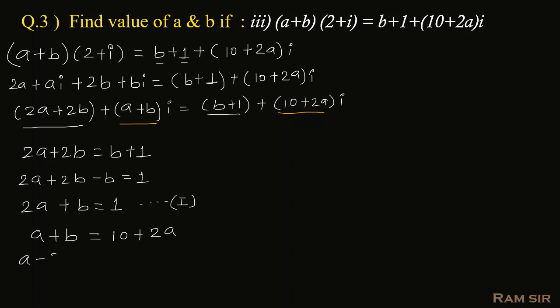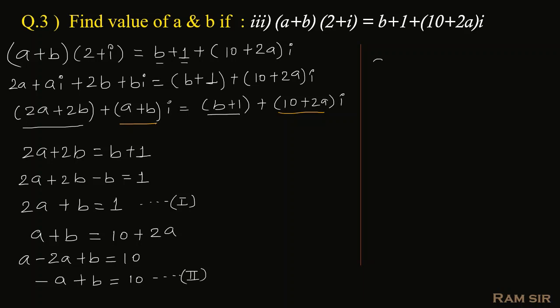That gives you minus 2a plus b is equal to 10. So when we simplify, a minus 2a gives you minus a plus b is equal to 10. Again we get an equation. Let's mark this as equation number 2. So these are the two equations we have. Now for finding the value of a and b, we have to simplify these two equations.